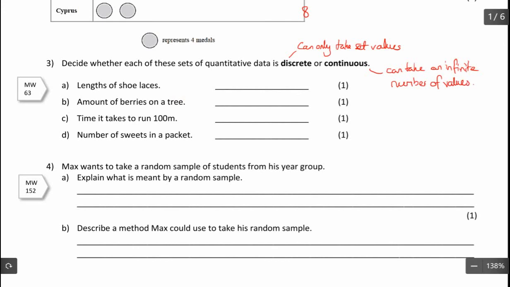So lengths of shoelaces would be continuous, because you could have one that was 12.8 centimeters, you could have one that's 12.86 centimeters, you could have one that's 12.865 centimeters, and so on. Amount of berries on a tree would have to be a whole number, so that's going to be discrete. Time it takes to run 100 meters is continuous. Time is always continuous. Number of sweets in a packet, again, discrete.